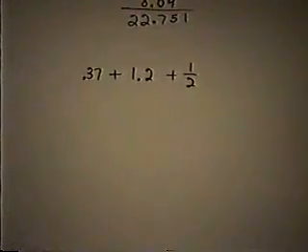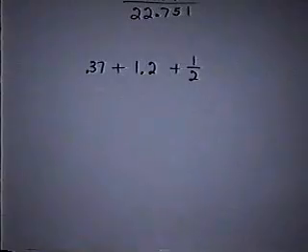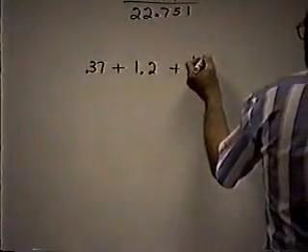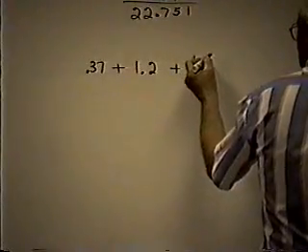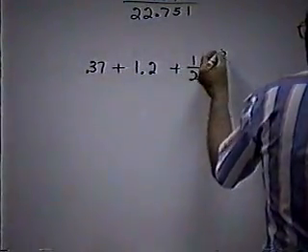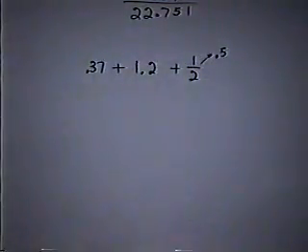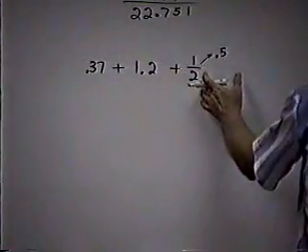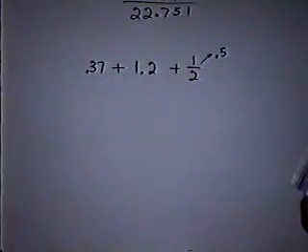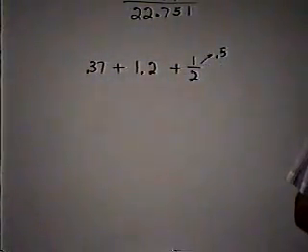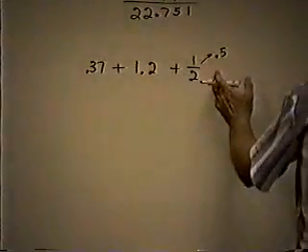The next example, 0.37 plus 1.2 plus a half, is what we need here is to change a fraction into a decimal. And 1/2 is 0.5. And if you don't know that, later on in this tape I will show you how to find that out by long division if you don't know these decimals for certain fractions. So I will show you on the tape how to do that.